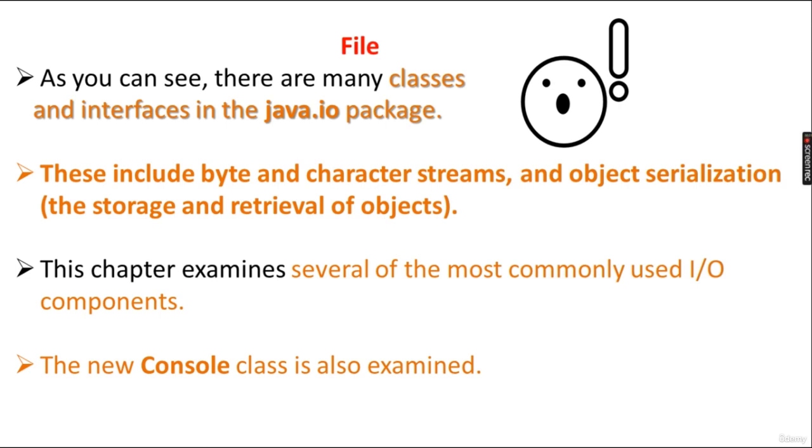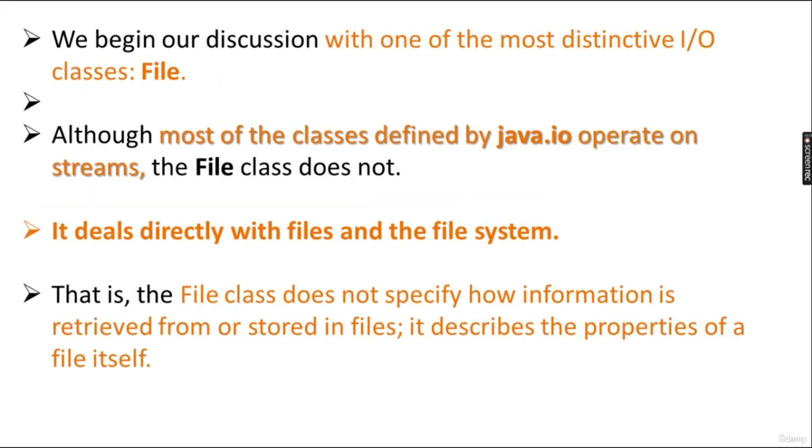There are many classes and interfaces in the Java input-output package: byte and character streams, object serialization, storage and retrieval of objects. Now we will see in detail the File class.